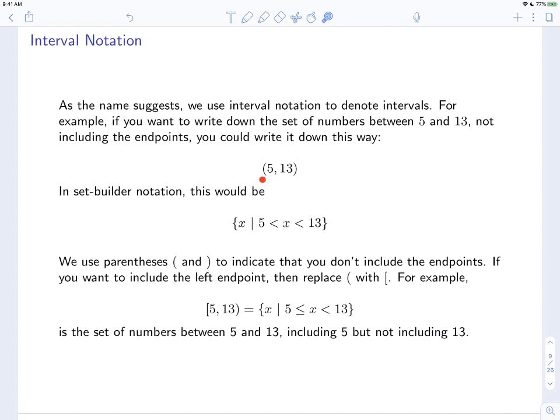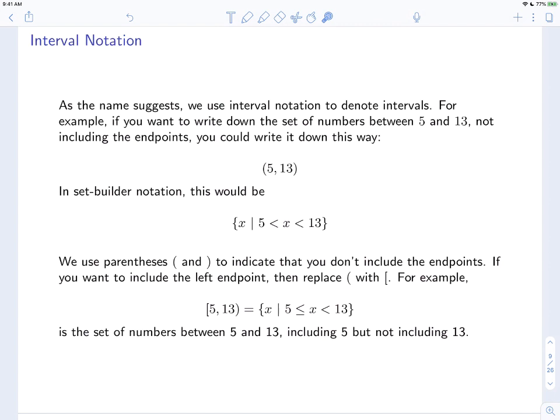We use parentheses to indicate the endpoints. So 5 is the endpoint, and 13 is the other endpoint. And we put them in parentheses to indicate that we're looking at all of the numbers between them, but not actually looking at 5 or 13. So in set builder notation, we would write it this way. We're looking at the set of all x's such that x is strictly between 5 and 13. We write that this way. As I mentioned, we use parentheses to indicate that we don't include the endpoints.